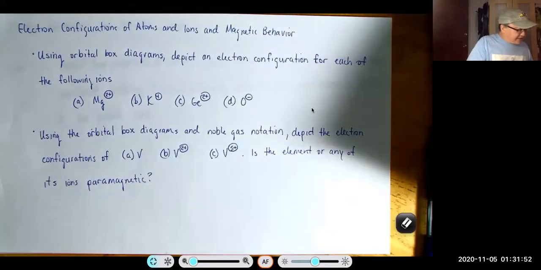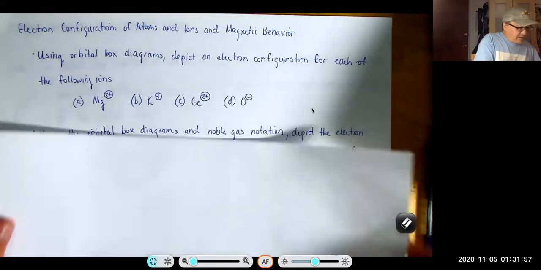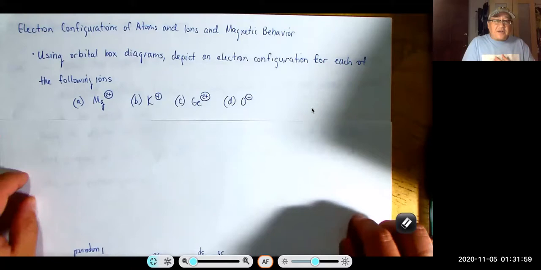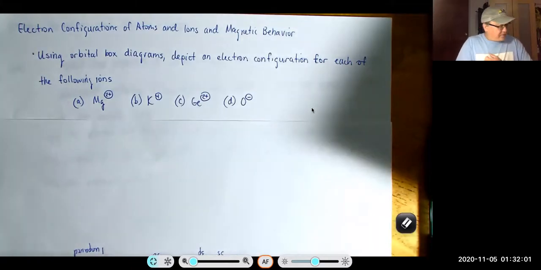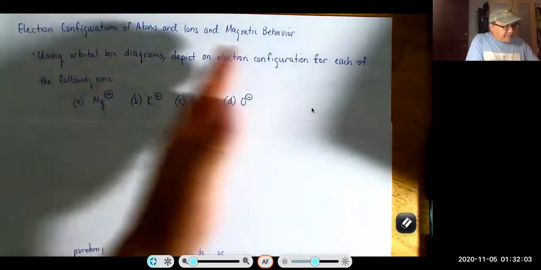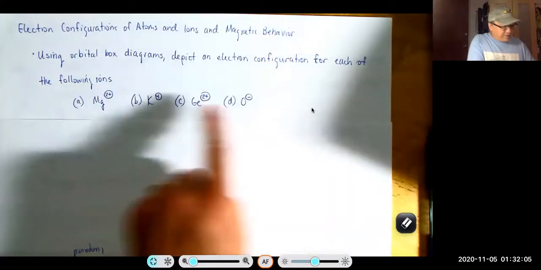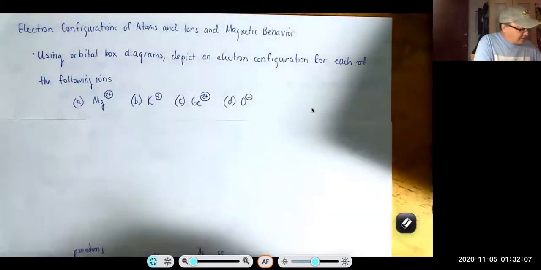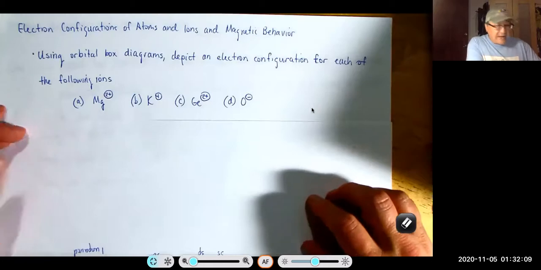Okay, let's look at the next couple of questions here. Electron configuration of atoms and magnetic behavior. Using orbital box diagrams, depict an electron configuration for each of the following ions. So these are cations here.